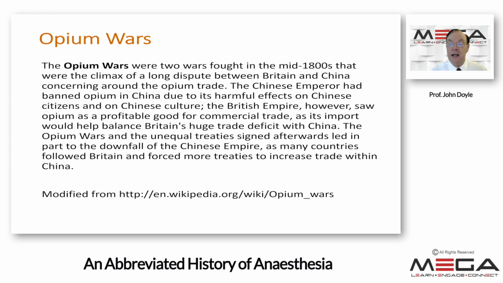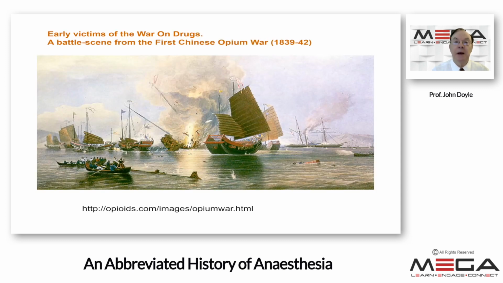The Opium Wars and the unequal treaties signed afterwards led in part to the downfall of the Chinese Empire, as many countries followed Britain and forced more treaties to increase trade with China. So it looks like the British were one of the first national drug dealers, and it's sort of a stain on their international reputation. Here is a battle scene from the First Opium War, 1839 to 1842. You will recognize the year 1842 as especially important in the history of anesthesia because this was the first use of ether anesthesia in the United States.